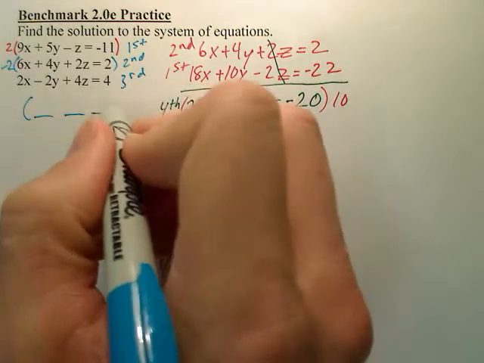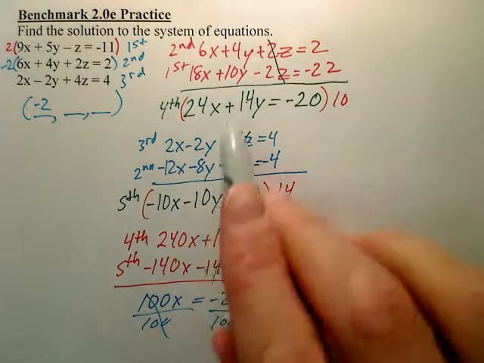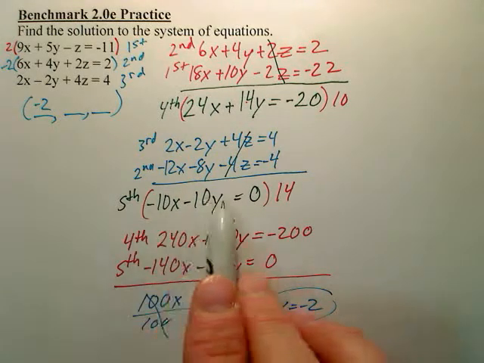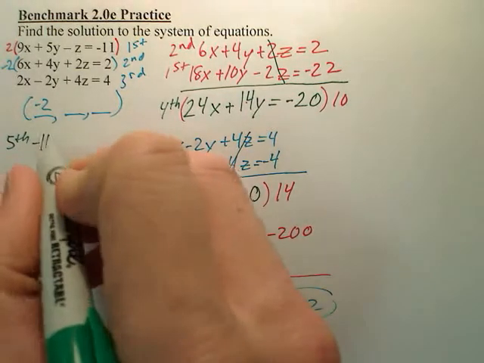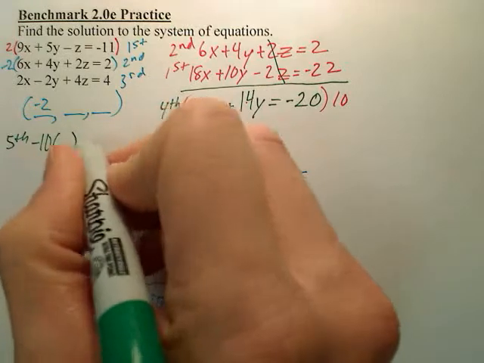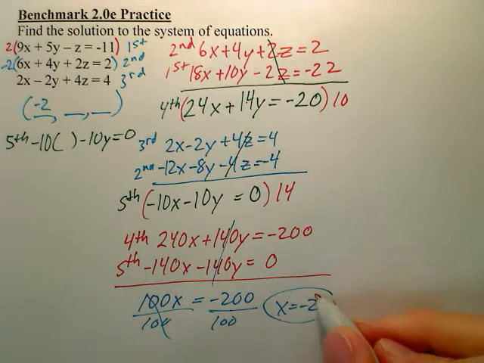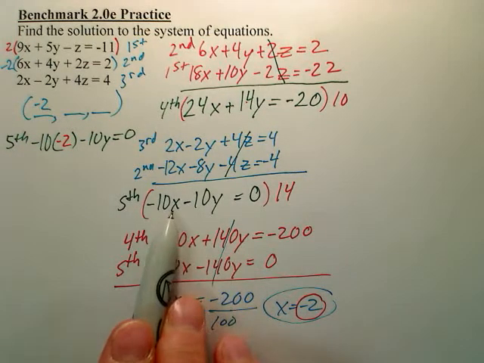So x, y, z. Negative 2 is my first piece. Okay, bigger numbers than usual. I got x. How do I find y? Well, you take this number and plug it into one of these two. Well, wouldn't this have smaller numbers? So I would take after the fifth. So I'm going to go to the fifth equation. I'm simply going to take the negative 10x minus 10y equals 0. I'm going to take this negative 2, plug it right here.